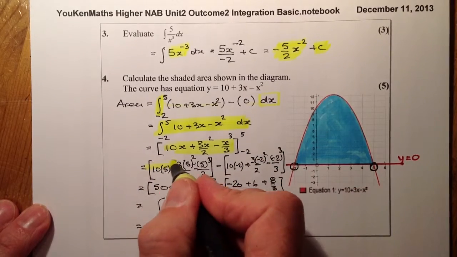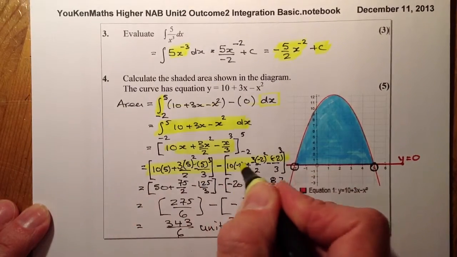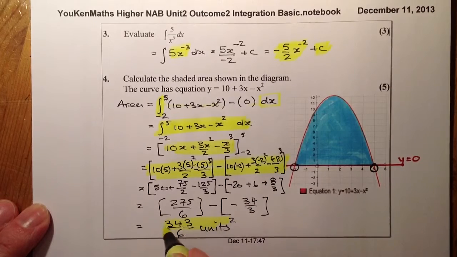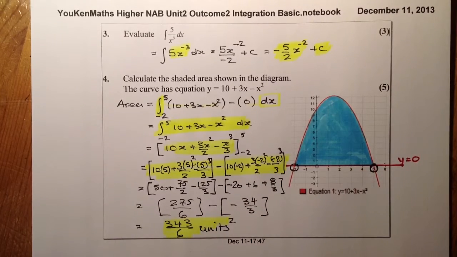I've got 1 mark for substituting the values in. So for this line here I'd get a mark. And finally, being able to work out the answer is the other mark. So that's 5 marks that we've got for that question.